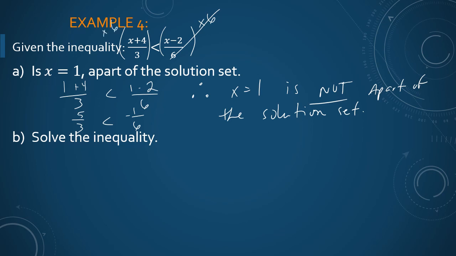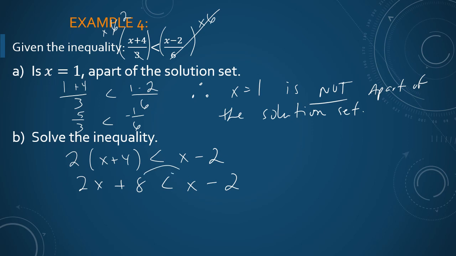And if I times this by 6, 3 goes into 6 twice. 6 divided by 3 is 2. So what we're left with is 2 times x plus 4 is less than x minus 2. Distribute. 2x plus 8 is less than x minus 2.